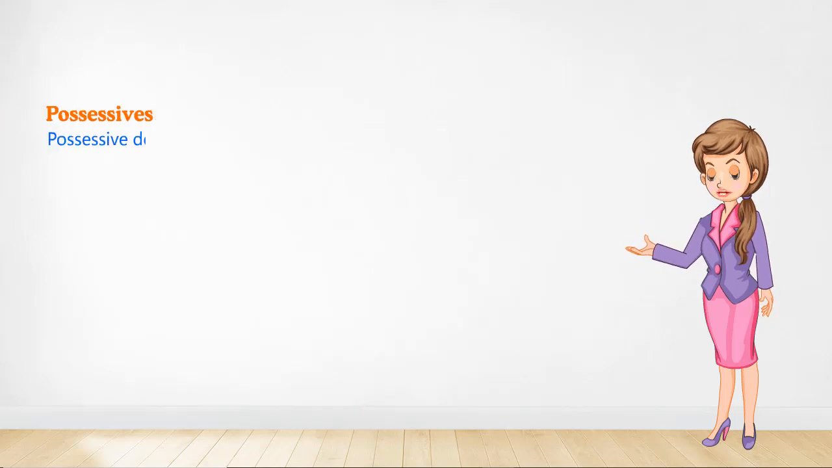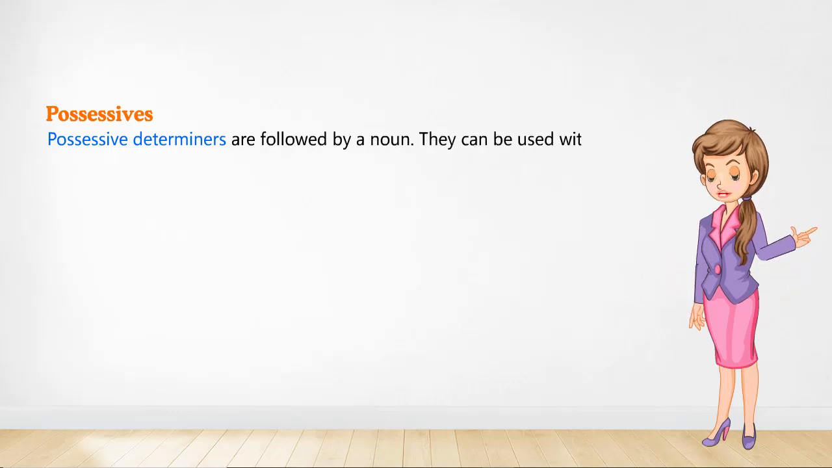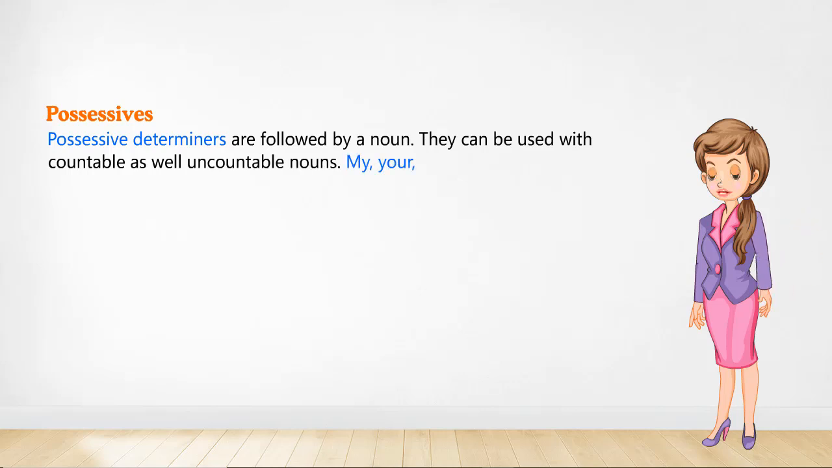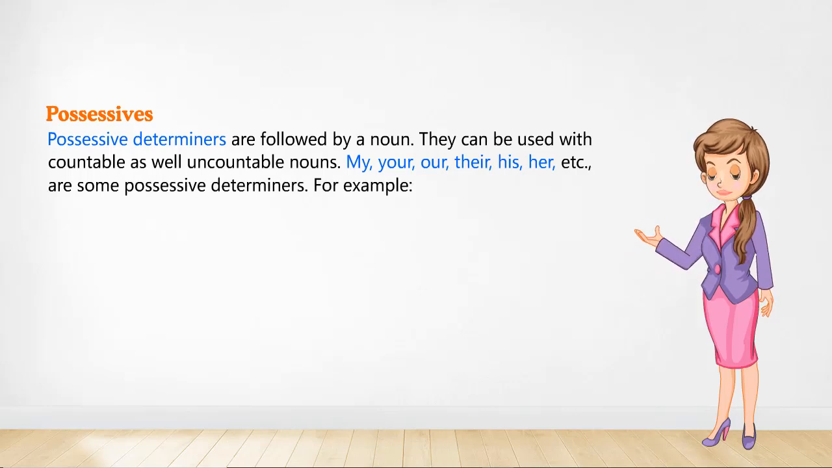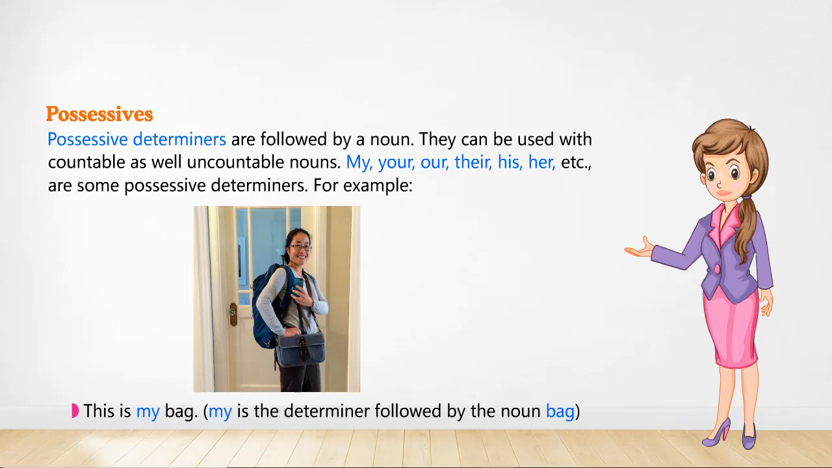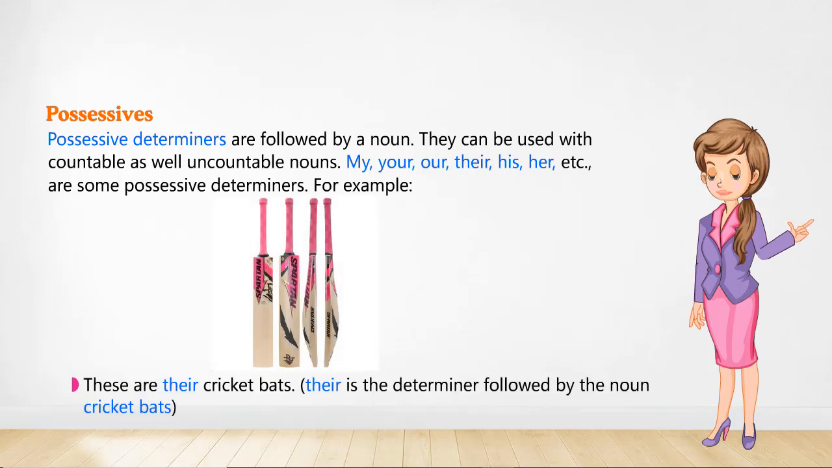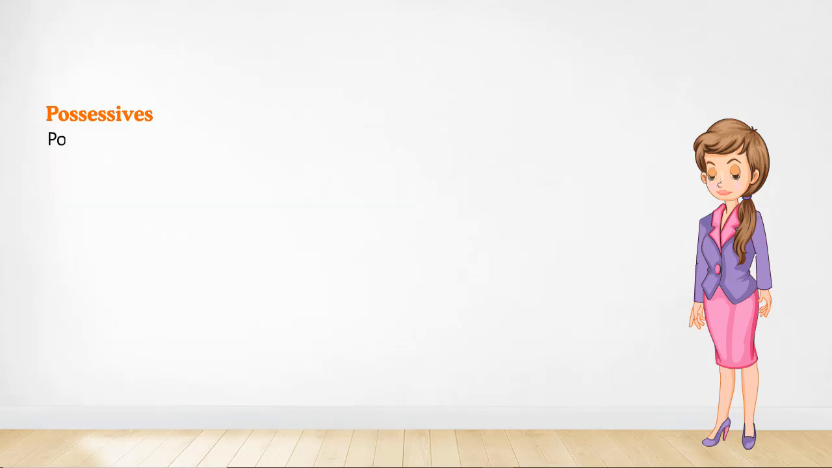Possessives. Possessive determiners are followed by a noun. They can be used with countable as well as uncountable nouns. My, your, our, their, his, her, etc. are some possessive determiners. For example, this is my bag. My is the determiner followed by the noun bag. These are their cricket bats. Their is the determiner followed by the noun cricket bats.